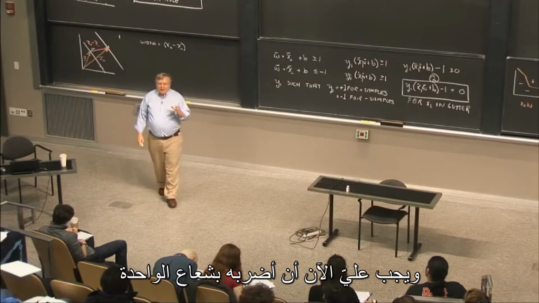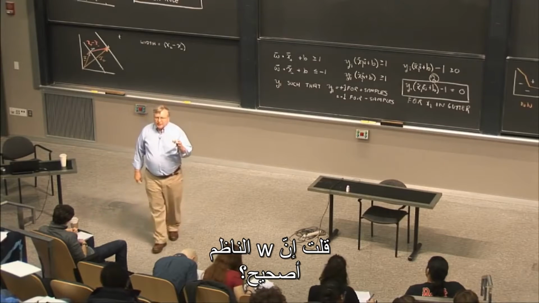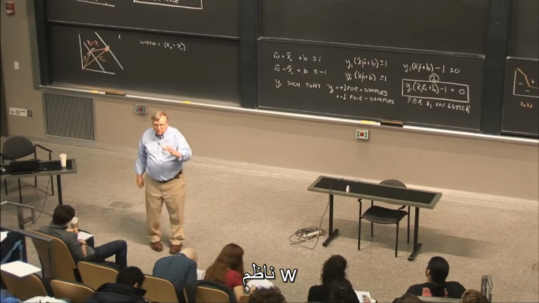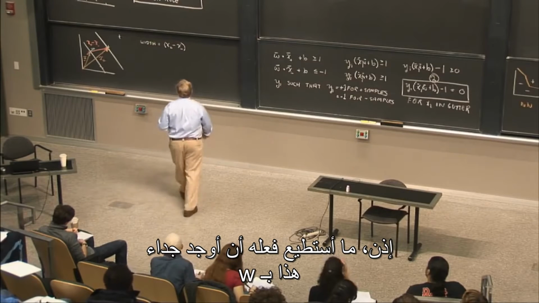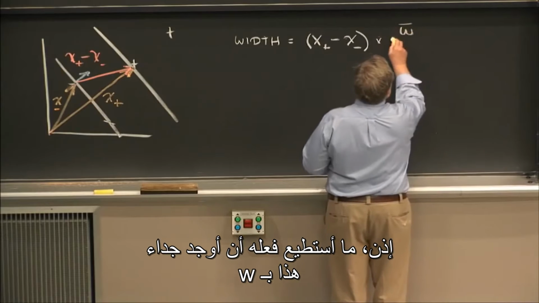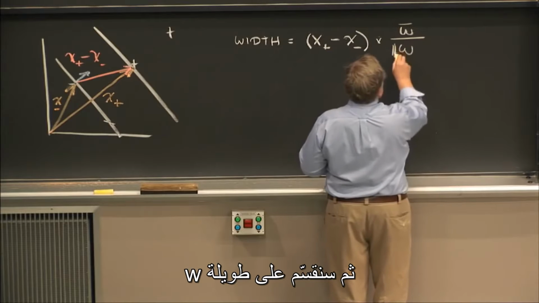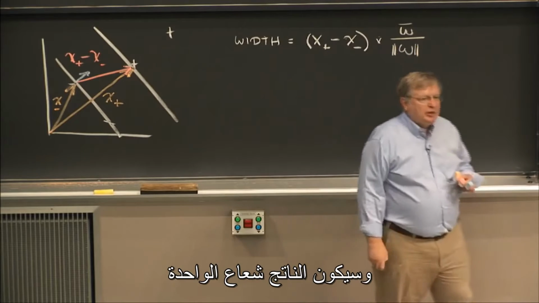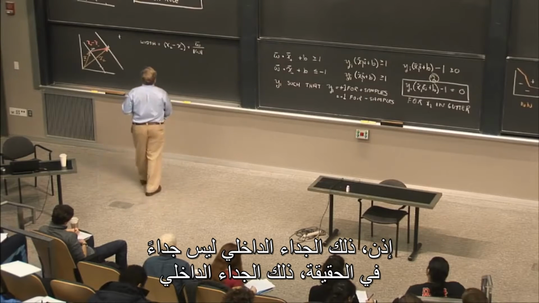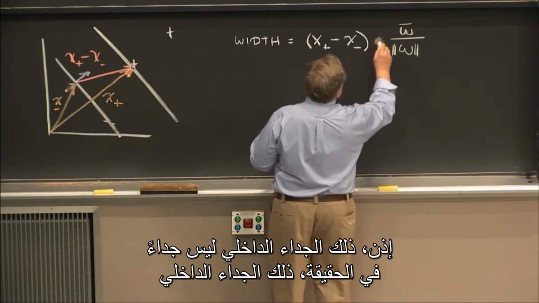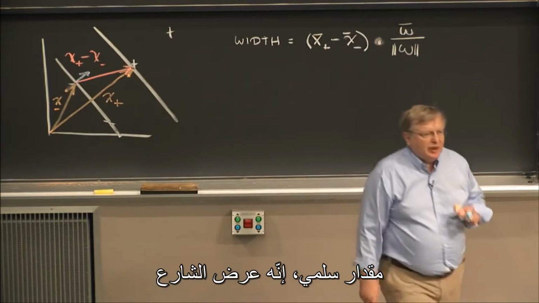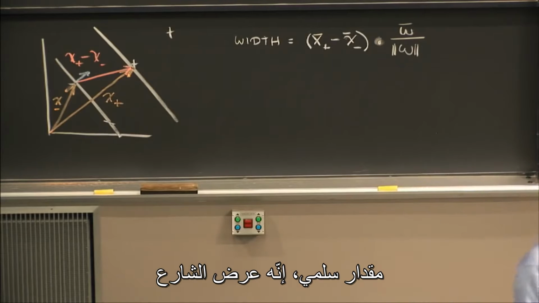That's the difference vector, and now I've got to multiply it by a unit vector. But wait a minute, I said that w is a normal, right? The w is a normal. So what I can do is multiply this times w, and then divide by the magnitude of w, and that will make it a unit vector. So that dot product is in fact a scalar, and it's the width of the street.